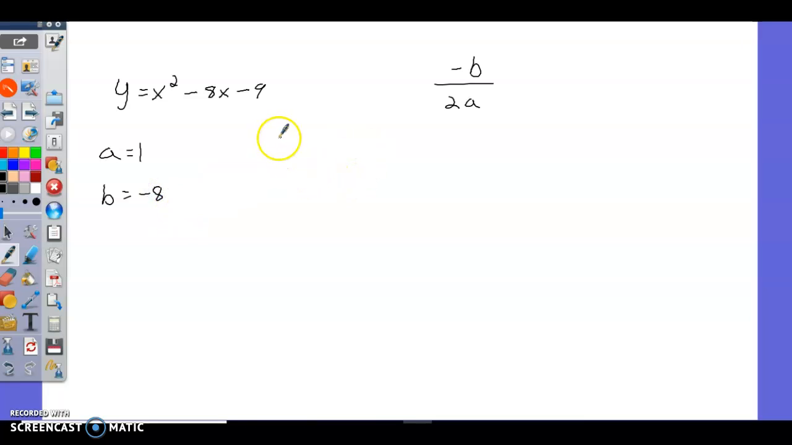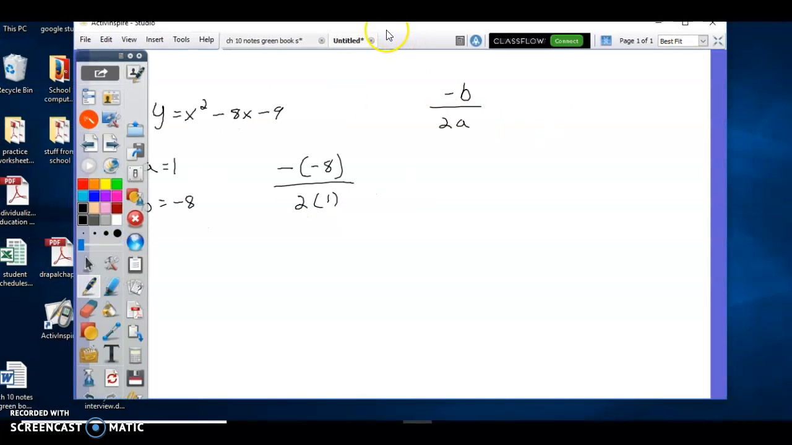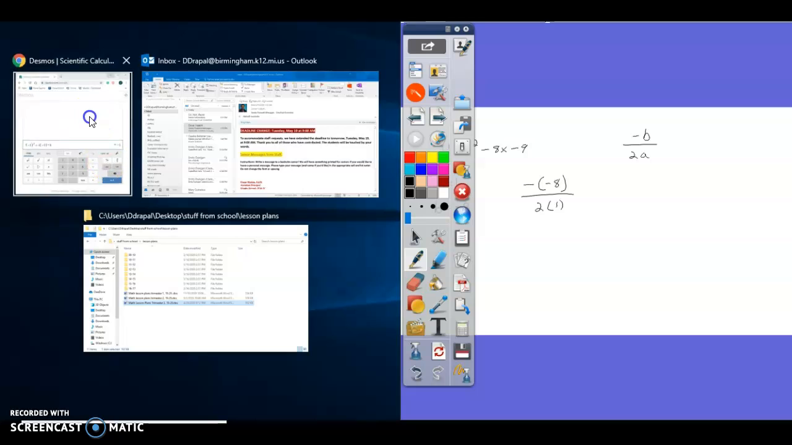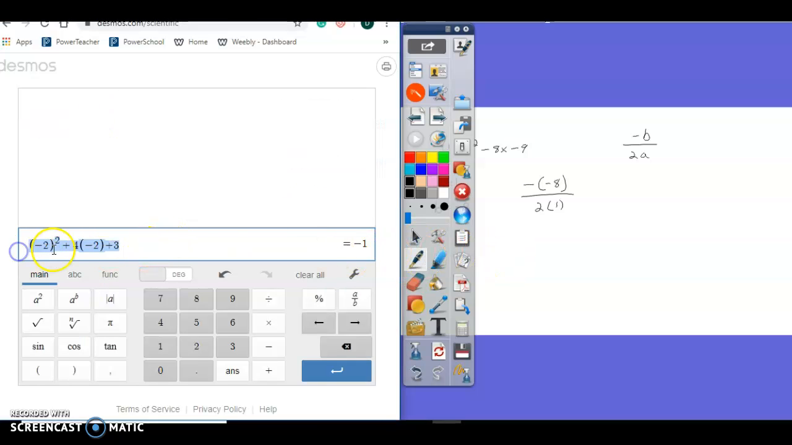So now I can plug this in. I have negative, and then in parentheses, my b is negative 8 over 2 times my a, which is 1, which we know is 2, but I'm just showing you the process on how we do that. So I'm going to go ahead and bring up that calculator again. Here's how we can do it on this calculator.